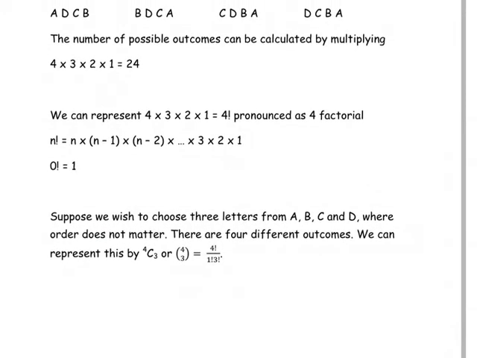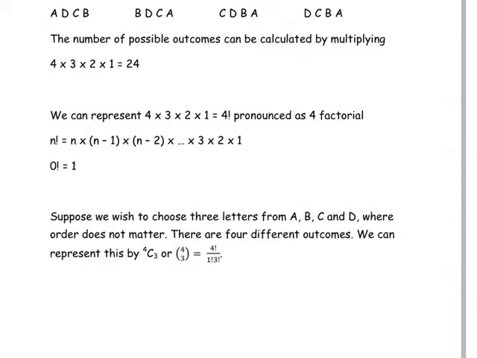So if we want to find out the number of possible outcomes, we do factorial. But suppose we wanted to choose 3 letters from A, B, C or D. So we just wanted to choose 3 of them. So we could have picked A, B, C. We could pick B, C, D. Where the order does not matter, so it doesn't matter in which order. So we could pick C, B, D, but that's the same as saying B, C, D. There are only 4 different ways of this happening, only 4 different outcomes.